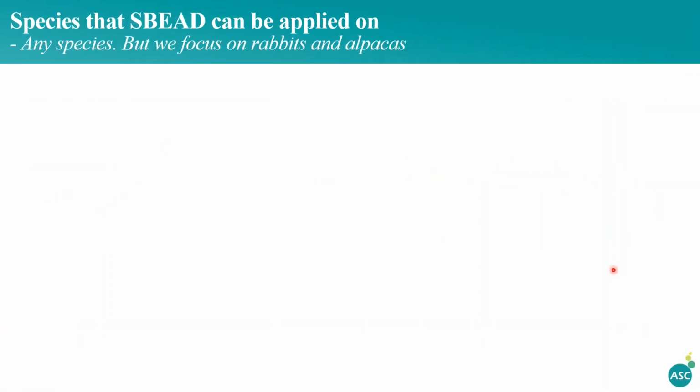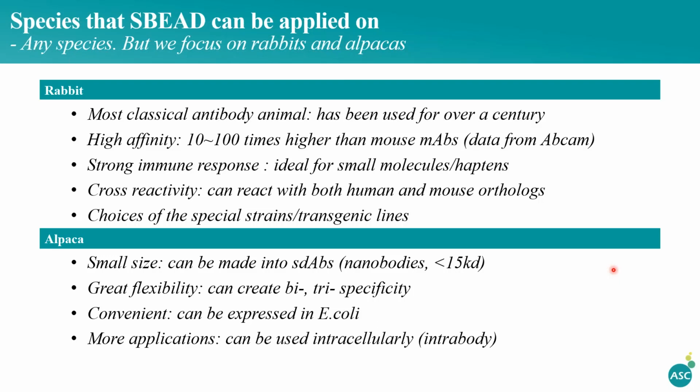SBEAD is a species-independent method. We have successfully applied it on mouse, rabbit, alpacas, or even human cells. But we do focus on 2 species and work much less on others. The first species is rabbit.